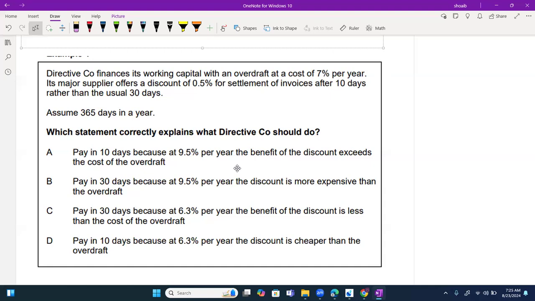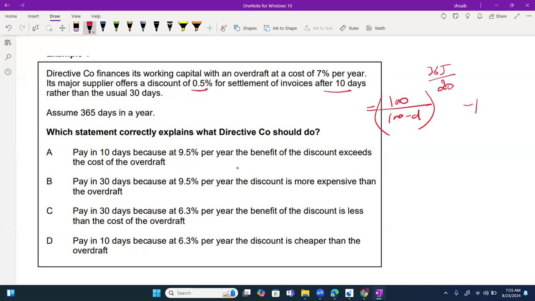If you recall the formula, it is 100 divided by 100 minus D, raised to the power of 365 divided by the reduction in days. The supplier offers a discount for paying after 10 days rather than 30. So the reduction in days is 20.